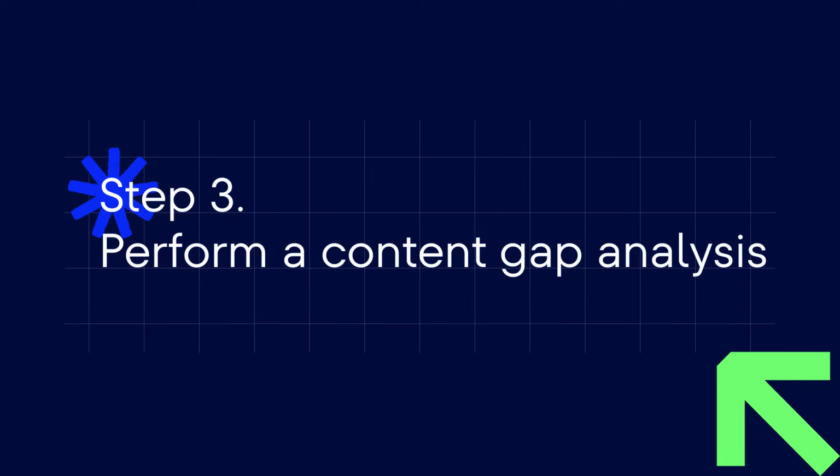Now that we have defined our topic cluster, it's time to identify specific content gaps for these topic clusters, as in areas where our competitors are ranking or doing well, but we are not. To do a content gap analysis, we need to gather two pieces of information: a list of existing content organized by topic cluster and a list of competitor ranked keywords that our brand doesn't rank for.